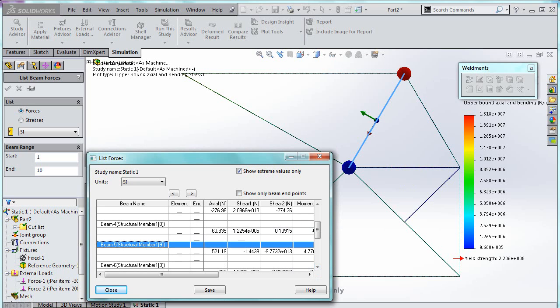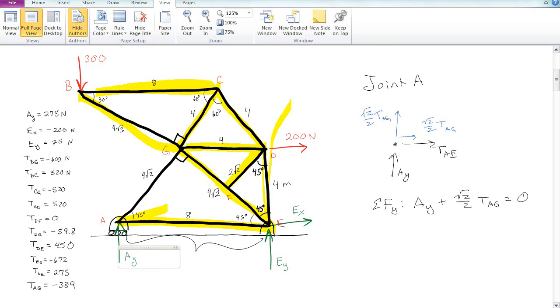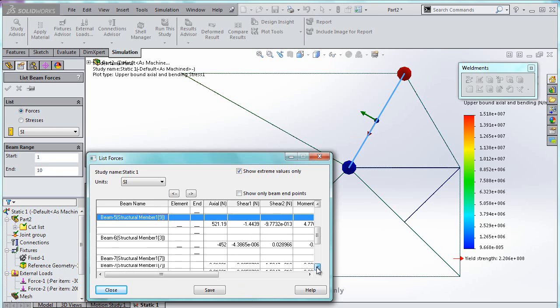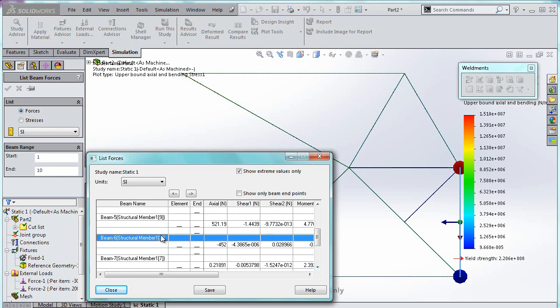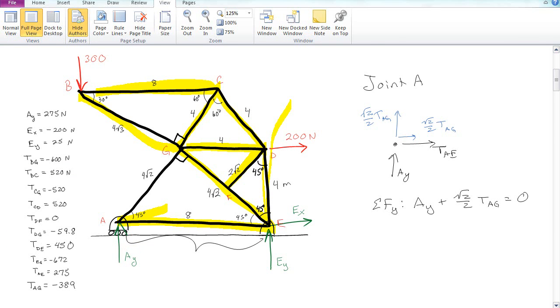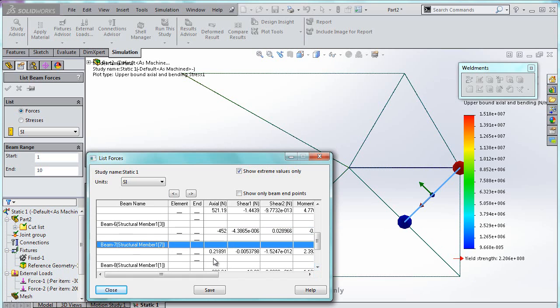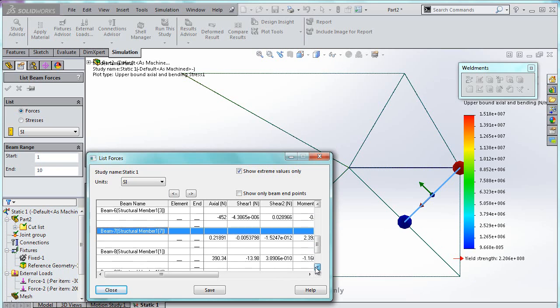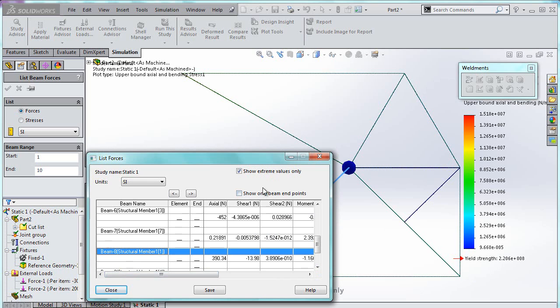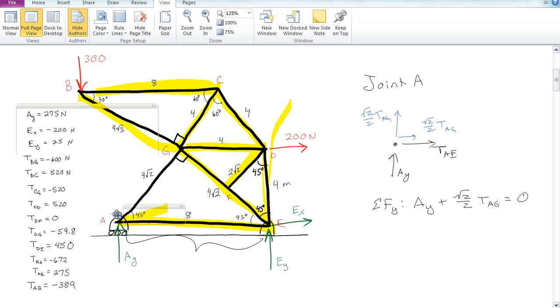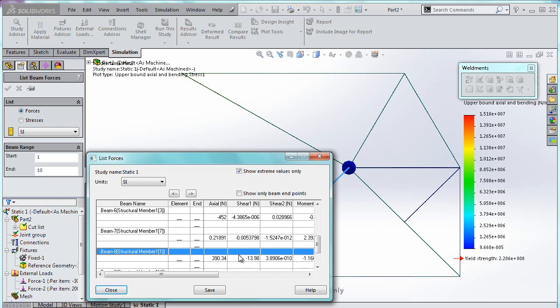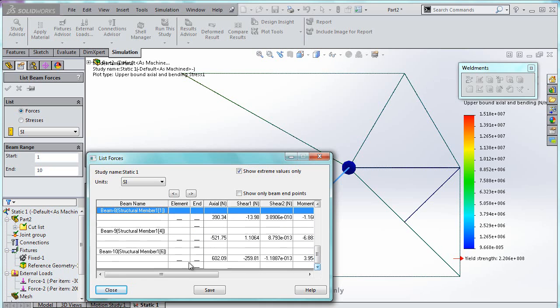So CG is negative 520. They got positive 520. This one over here was DE, which we got positive 450. They're at negative 450. Now this one here is actually our zero force member. They got a non-zero force, or not entirely zero force, but it's basically as perfect as we care about. And then this one was AG. AG we got negative 389, and they got positive 390. Got two more to check.